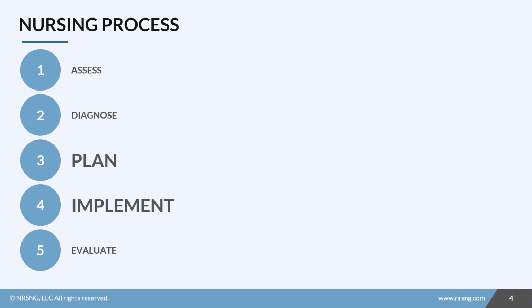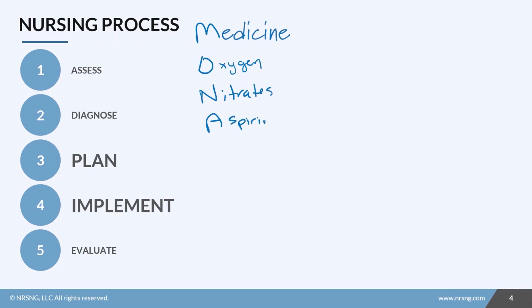So next steps, our plan and implement. What are the main interventions for angina, and at what point do you need to call the doctor? The mnemonic that we use is MONA. This is the most common interventions for angina and chest pain. This stands for medication, oxygen, nitrates, and aspirin. Now, this is not the order that we give them in. It's just the way to remember them.